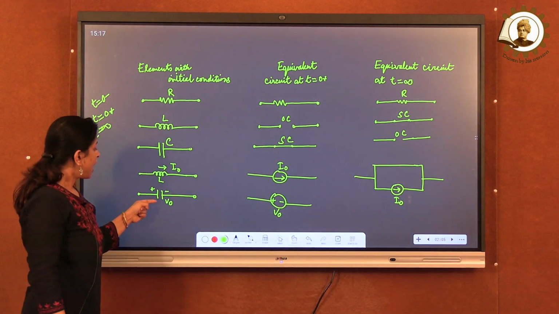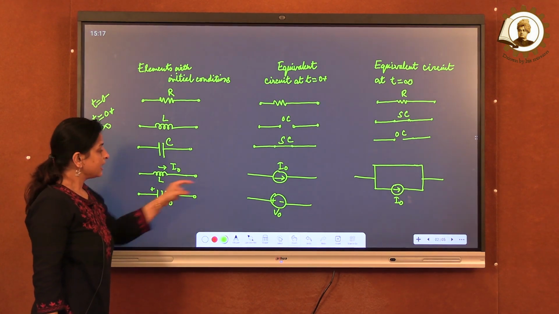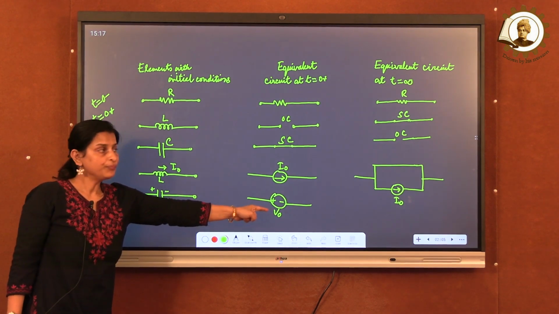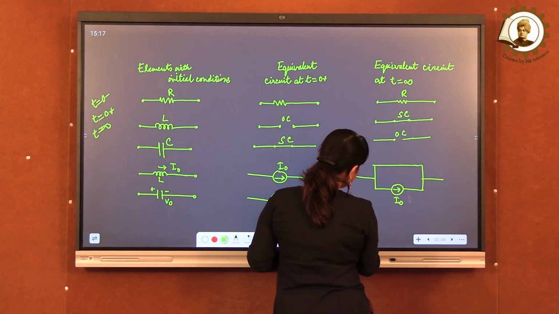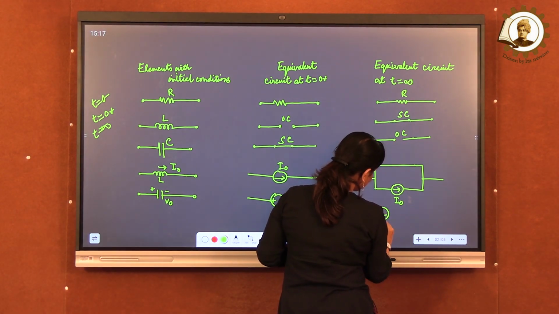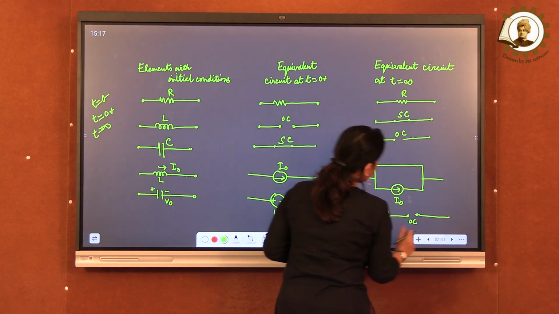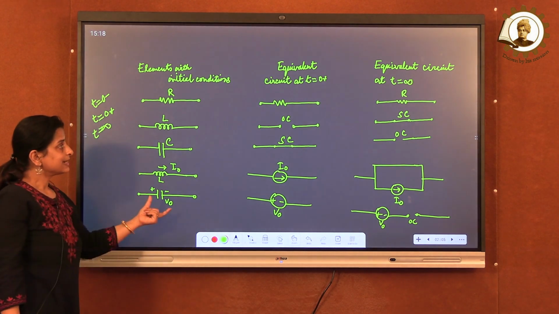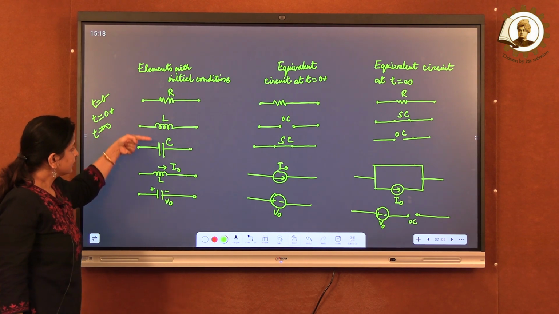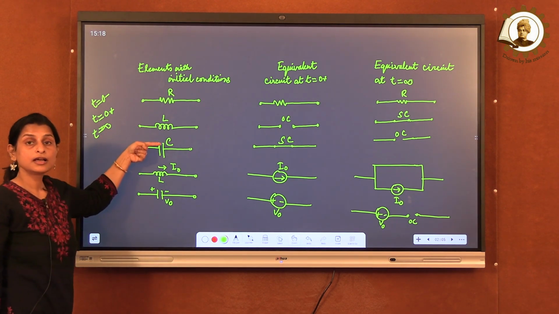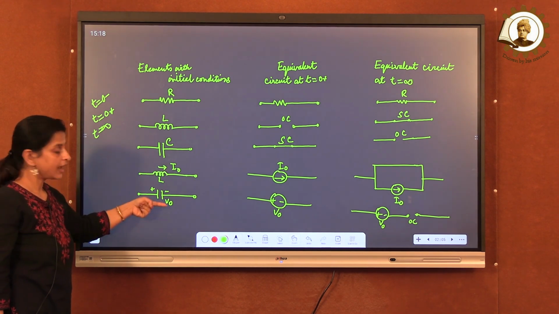Now, if we have a capacitor, what will happen under steady state condition? There will be a voltage source of V0 and there will be an open circuit. So the equivalent circuit at t equal to infinity will look like this: a voltage source and an open circuit. So we have got the steady state equivalent circuit for all the components: resistor, inductor and capacitor with initial conditions 0, and inductor and capacitor with initial conditions I0 and V0.